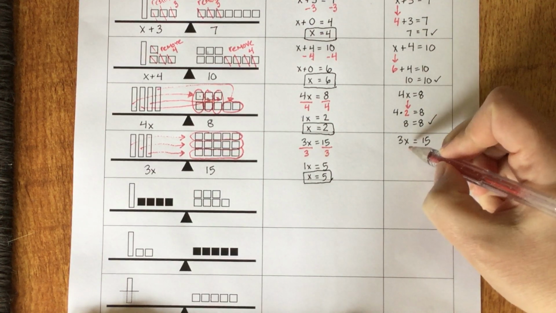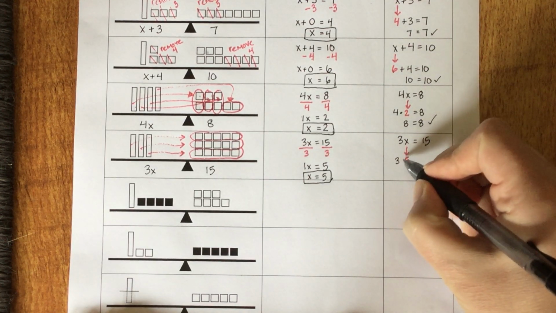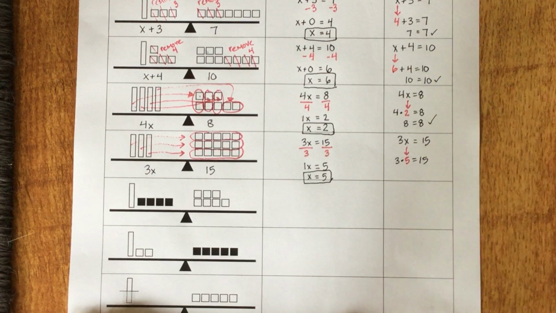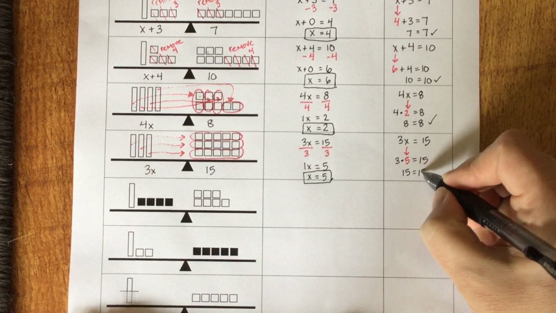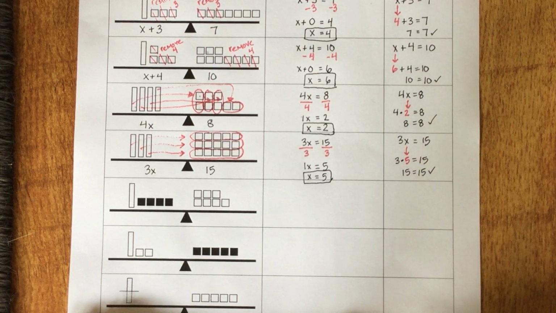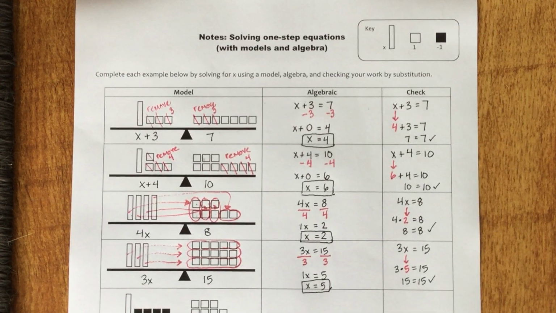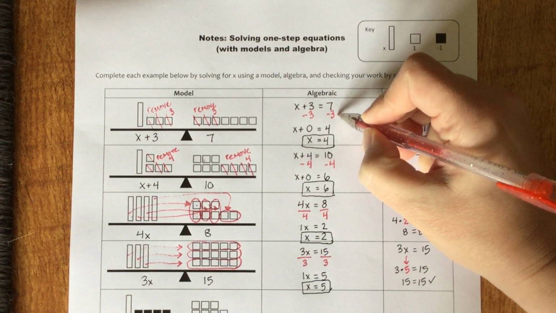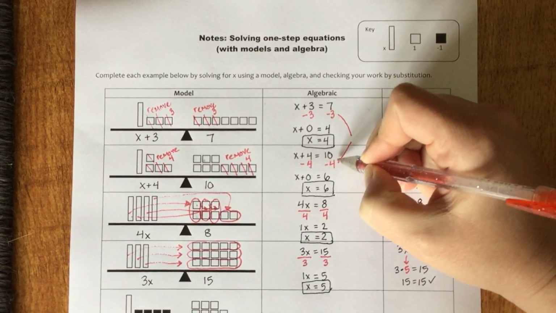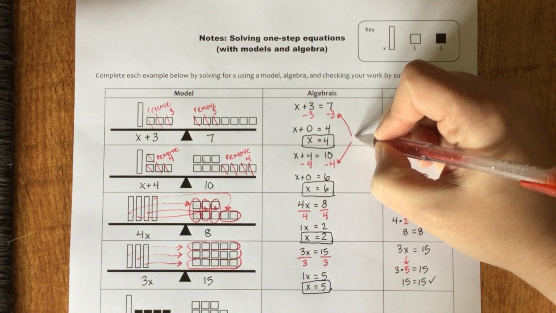If I check it using substitution, three times 5 is equal to 15. And that produces a true statement. So far, we've been able to work through many examples already, and I'm going to add some little notes over here. These 2 problems were addition, and we undid them using subtraction.